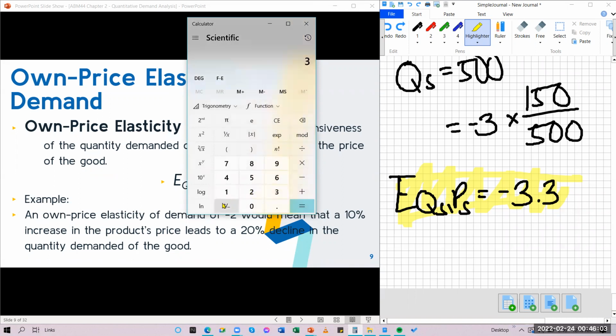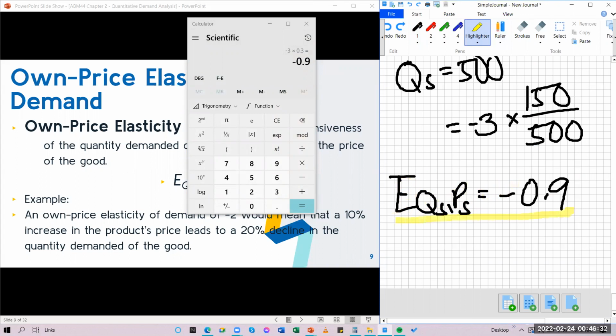Negative 3 multiplied by 0.3, rather. So we have 0.9, rather. Sorry for that, because my calculator went out of nowhere. So the answer would be negative 0.9. So negative 3 times 0.3. So that is the answer.